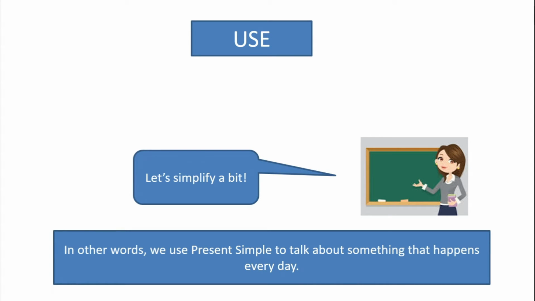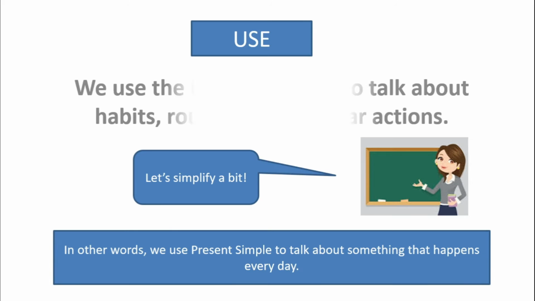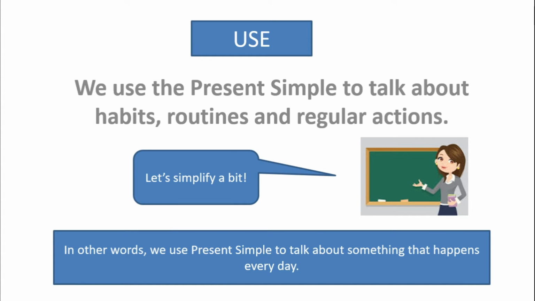Let's talk about use. We use the present simple to talk about habits, routines, and regular actions. Let's simplify a bit. In other words, we use present simple to talk about something that happens every day.